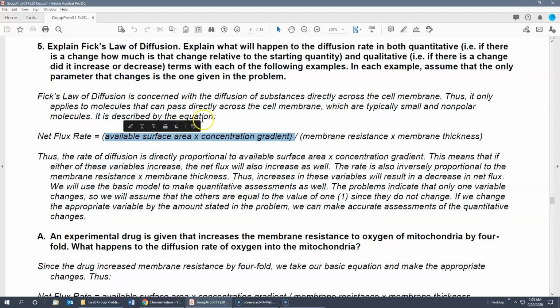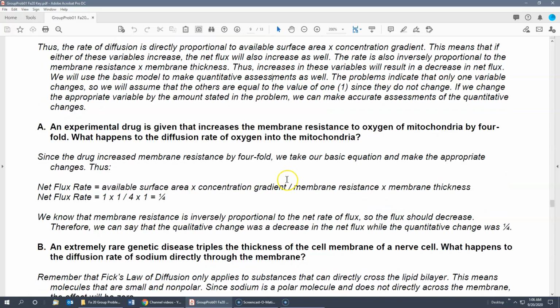Notice these two membrane factors are on the bottom, which means they are inversely proportional to the net flux. If membrane resistance goes up, flux goes down. Membrane thickness goes up, flux goes down. So when we do these problems, let's take a look at how it works.